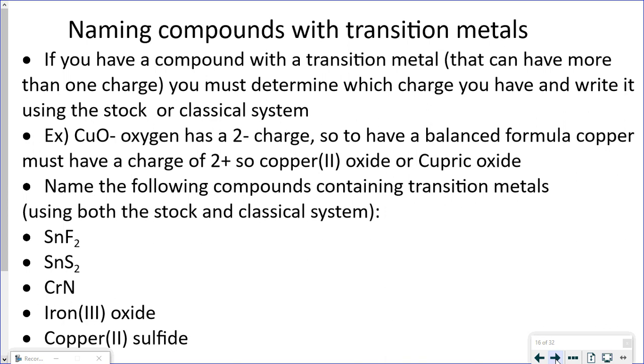For example, CuO. We know Cu is copper and O is oxygen. So it's copper oxide, but we don't know what the charge is. Since oxygen has a -2 charge, in order for them to have subscripts of 1, copper has to be a +2 charge for them to cancel out. So this must be copper(II) oxide or cupric oxide.